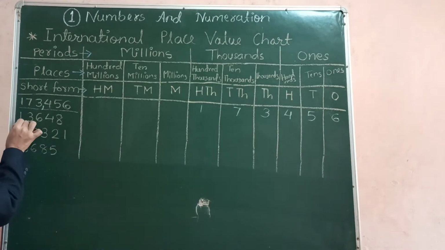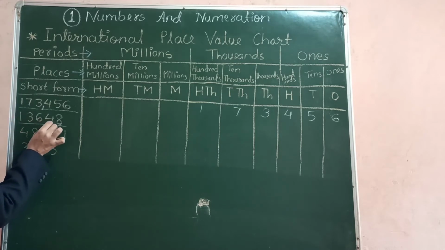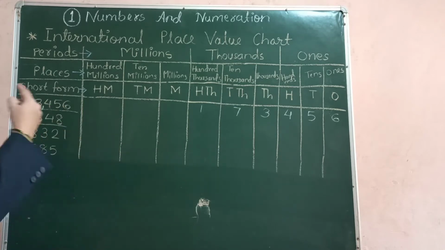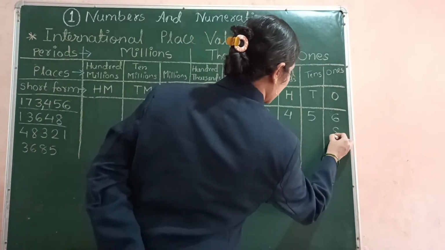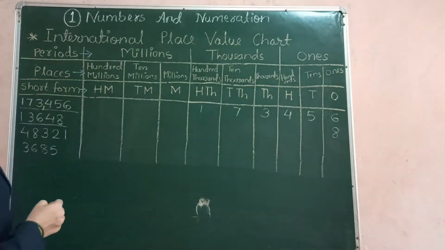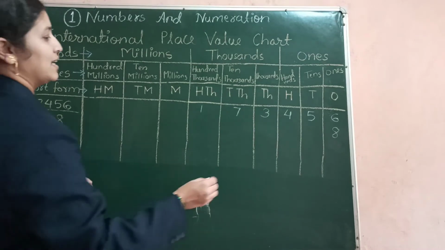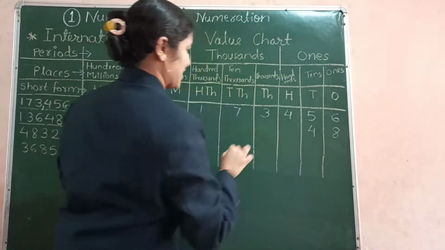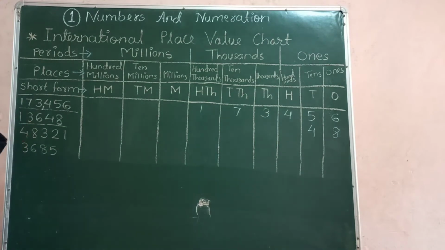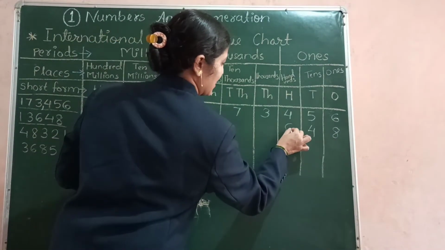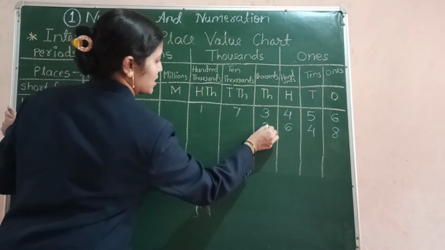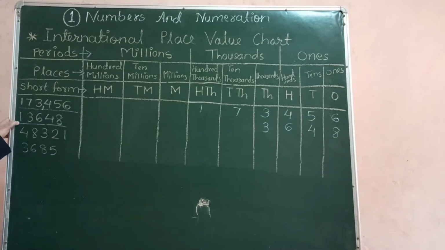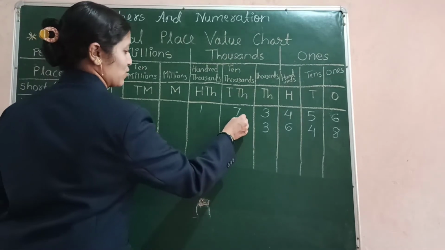Now let us take one more example. The next number is 13648. We will start writing it from the smaller place value. The first digit will be 8 in the ones place. The next is 4 in the tens place. The next is 6 in the hundreds place. The next is 3 in the thousands place. And the next is 1 in the 10,000s place.